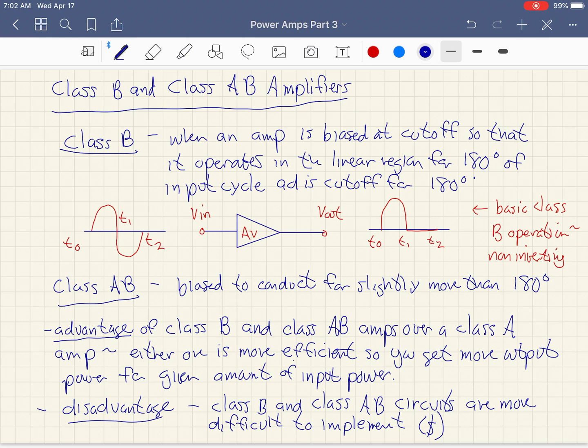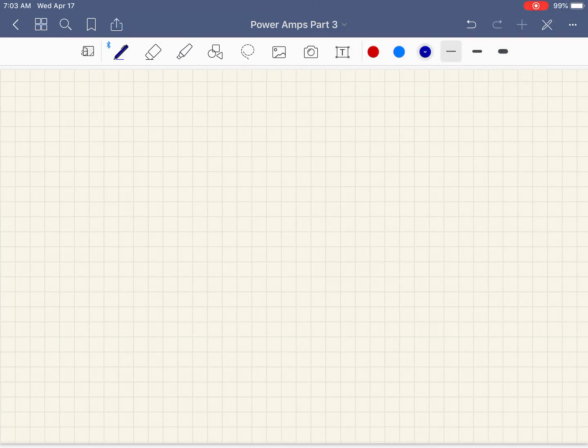Okay, so Class B operation. Let's go to the next slide. We just drew the picture of Class B operation, so I'm going to be referring back to this operation diagram. Let's add another slide. Okay, let's talk about the Q point. So we're talking Class B now. The Q point is at cutoff. It's no longer in the middle of the load line.